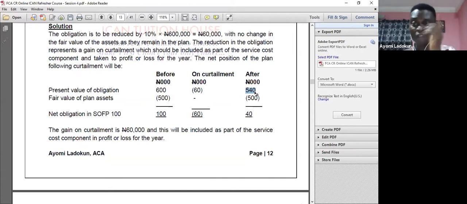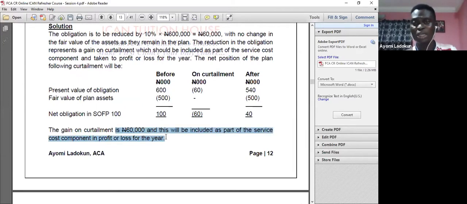Obligation now after the curtailment. That's my plan obligation. My fair value of the asset remains the same. So I have a gain of 40. It's a gain because my liability has reduced. So the gain on curtailment is 60, and this will be included as part of the service cost component.